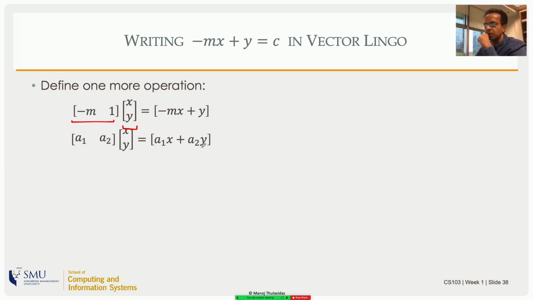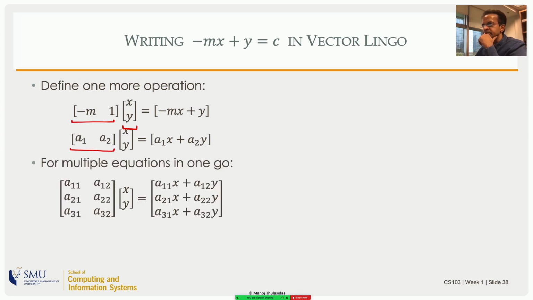I'm defining a multiplication between these two entities. The first entity, I'm going to call a matrix very soon. The second entity is a vector, which is also a column matrix. It's a matrix of one column. So I can write an equation kind of like that. And if I have more equations, not just one equation, but let's say I had three equations, so a11, a12, a21, a22, a31, a32, those are my coefficients.